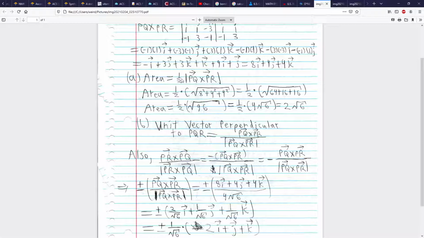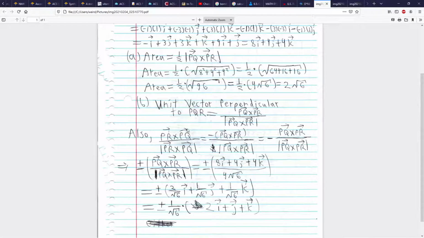The area equals 1/2 times the magnitude of PQ cross PR. So area equals 1/2 times the square root of 8 squared plus 4 squared plus 4 squared, because it's 8, 4, and 4. You eventually get the square root of 96, which is equal to 4 square root of 6 for simplification's sake, and that's basically equal to 2 square root of 6, so that's your area. Your area is 2 square root of 6.